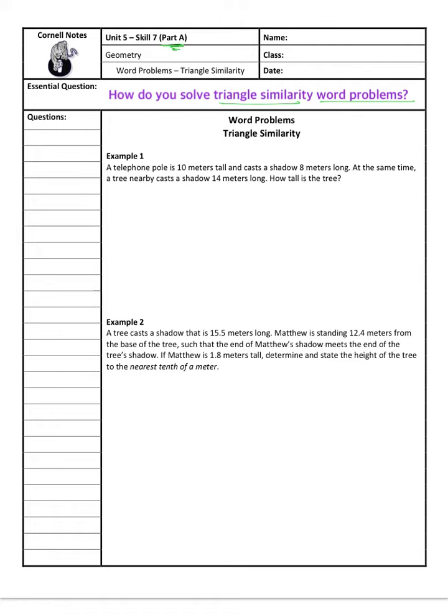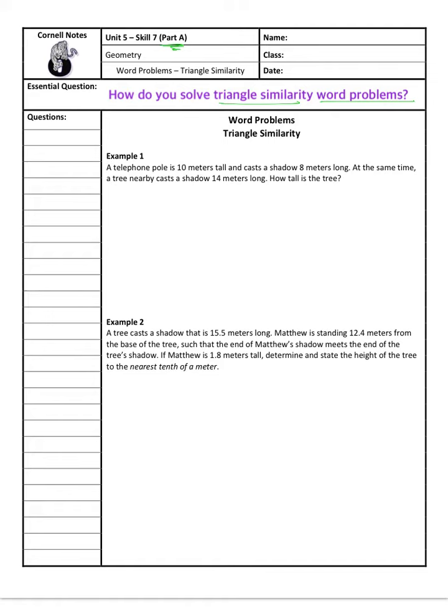So we're going to use a lot of the things that we've talked about already in this unit to just kind of compile them because this is where you might see this in real life. The Regents loves to ask real life word problems, so you have to know how to solve them. Long story short. So our essential question for today, how do you solve triangle similarity word problems? Pretty straightforward. So we take a look at the first example here.